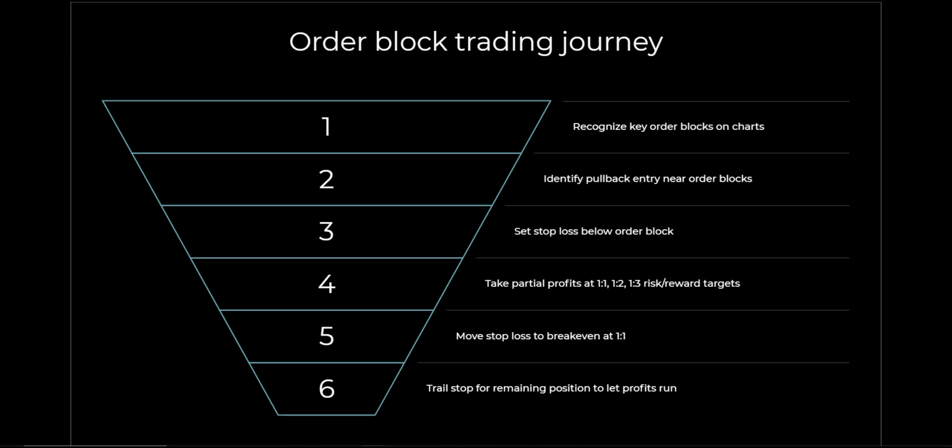Number 6, trail stop for remaining position to let profits run. Once the trade starts running in profit, you might want to follow the trade and just trail it. It's basically like tailgating when 2 cars are together. Just follow it. If you think price is going to turn around a bit, just let it hit your stop loss, but you're already in profit, so it doesn't matter. And if the price keeps going, just keep following it.